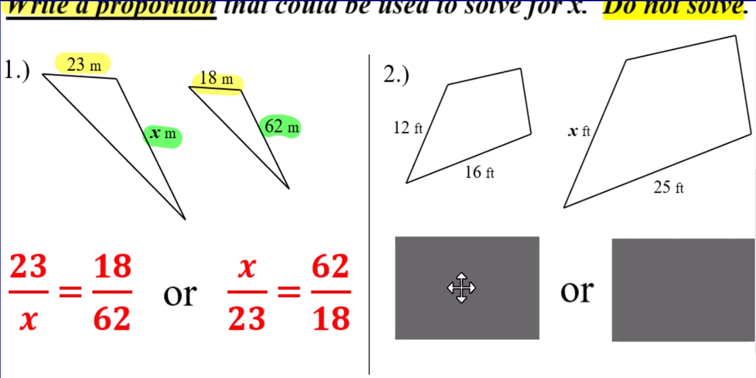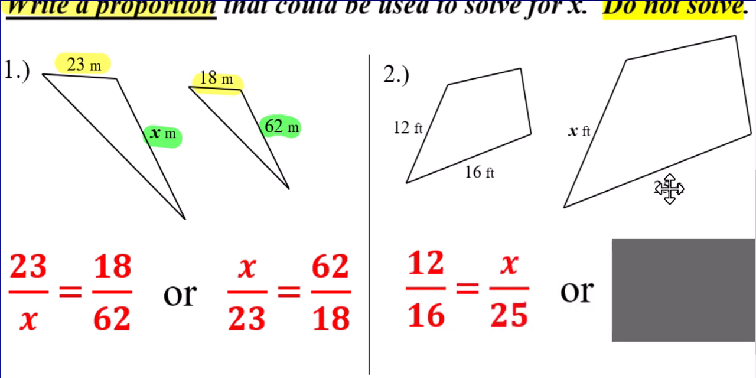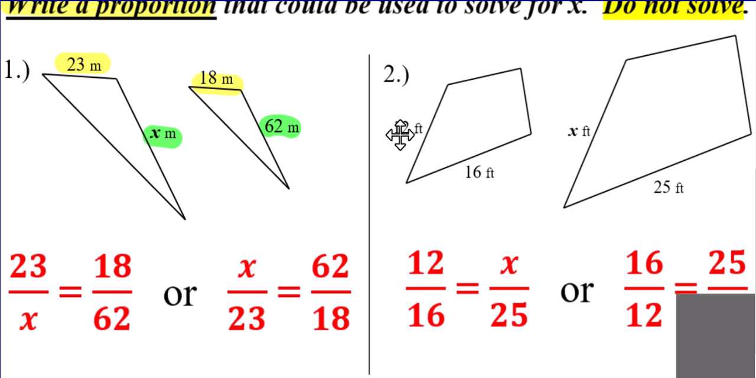Okay, did you already do number two? If you put 12 over 16, which is the left side over the bottom side, then you should be setting that equal to the left side over the bottom side from the larger quadrilateral. Or if you put 16 over 12, since 16 corresponds to 25, then 25 would also have to be on top. And since 12 corresponds to x, then x would also have to be on the bottom. Either proportion is correct. You don't have to write them both down. I'm just showing you both so we can cover the two different ways that kids would write this.